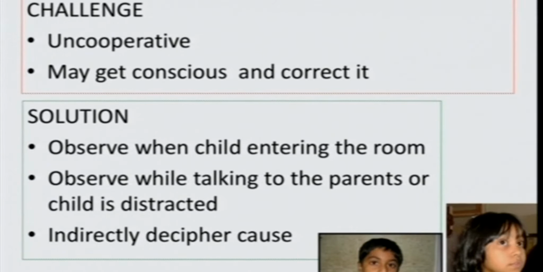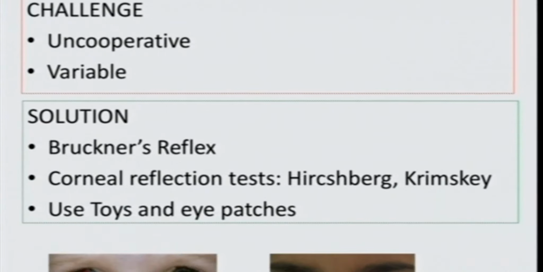If you can't sometimes evert the eyelids to look for papillae, the condition of the conjunctiva and the cornea can give you a hint that he's having a severe VKC. Ocular alignment and movements, again, some of this has already been discussed by Professor Rohit earlier. Children are uncooperative, and you'll often have variability in findings here, particularly when looking at ocular movements. You can use Bruckner's reflex, and corneal reflection tests. For ocular movements, you can use toys in very young children, and you can patch one of the eyes if the child doesn't allow you to cover the eye physically. Then you can check them individually, alternately.